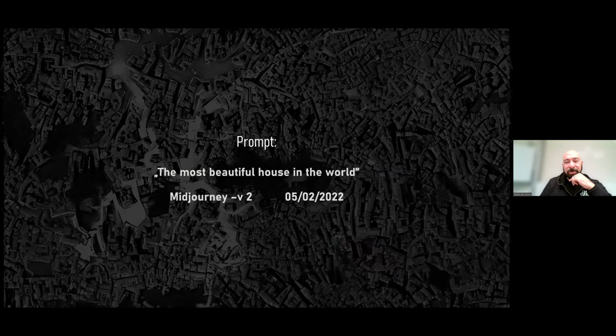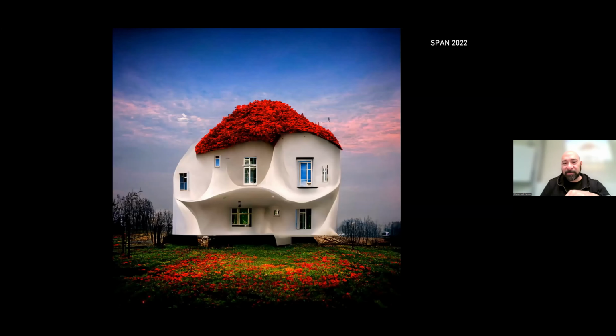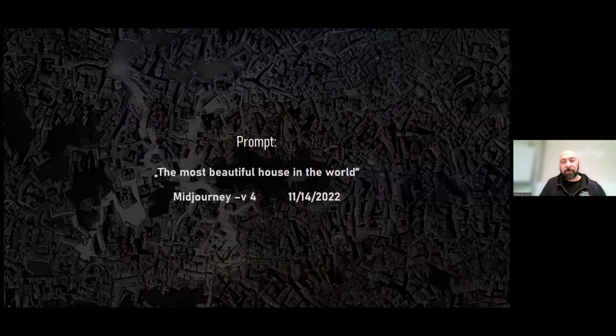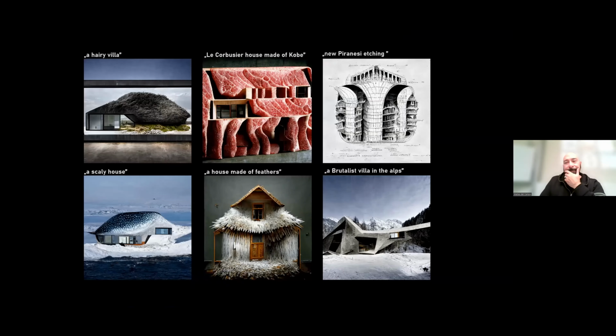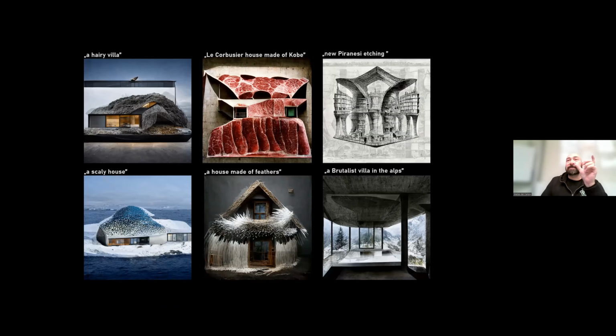Again, comparison between Midjourney version 2 and version 4. Prompt: the most beautiful house in the world. What would an AI think is the most beautiful house in the world? And now the same thing with the newest version of Midjourney, the most beautiful house in the world. I did this last week. So if AI thinks that this is the most beautiful house in the world, I'm not worried about architecture. The same sentence, same seed.